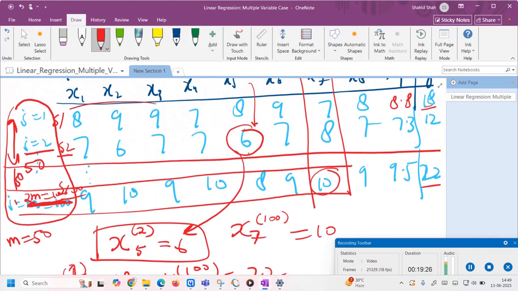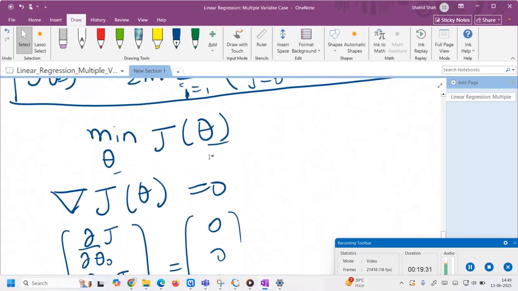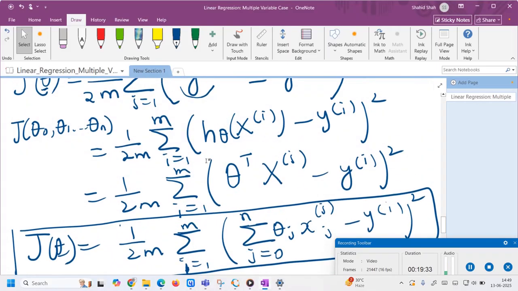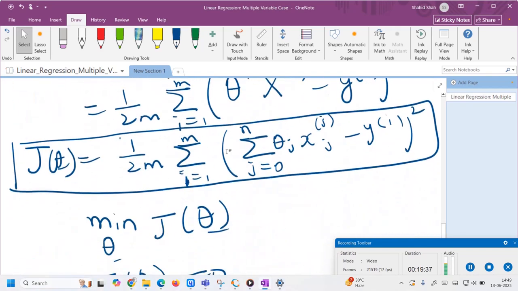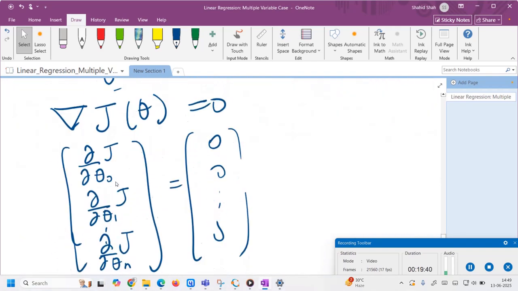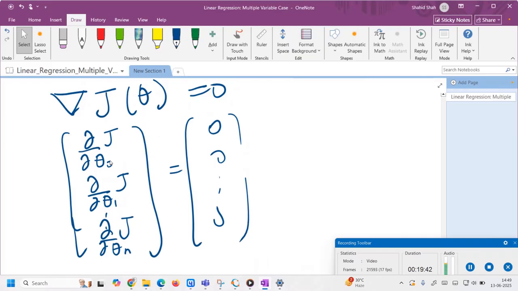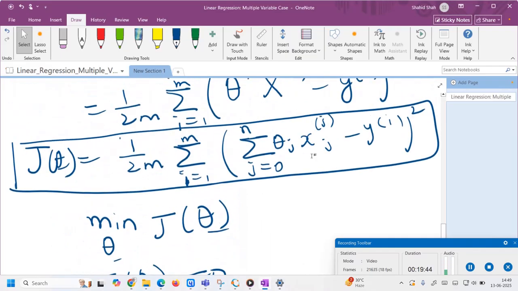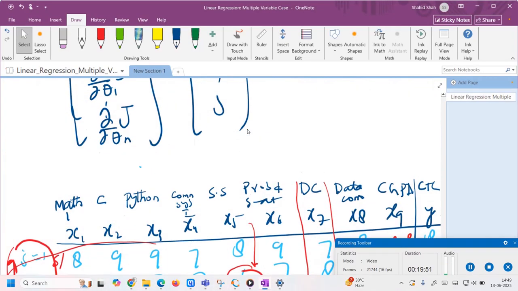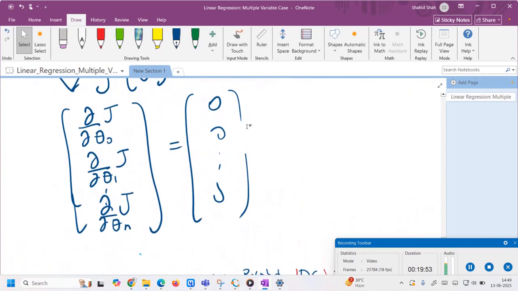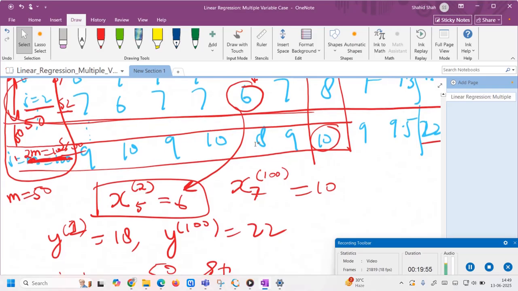So here we take the data of 50 students, and when you put this equal to 0, or if you go back to the previous lecture, you will see you need to differentiate this J with respect to different thetas, and then the value of x j i will be taken from this training data set. That way you will get estimates of thetas. Then the testing data set will be used to compute the error.